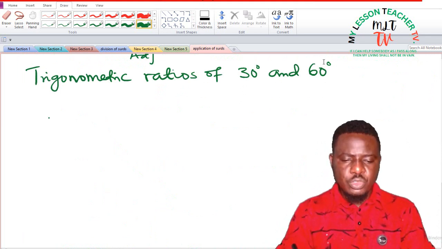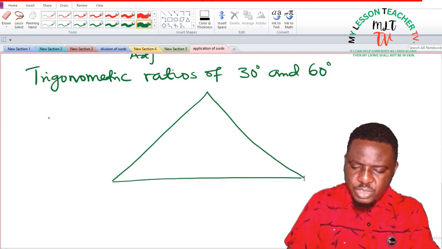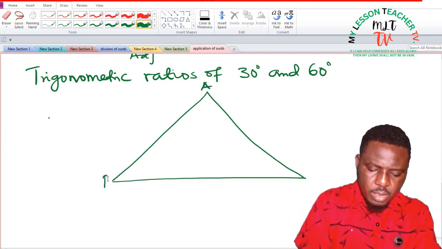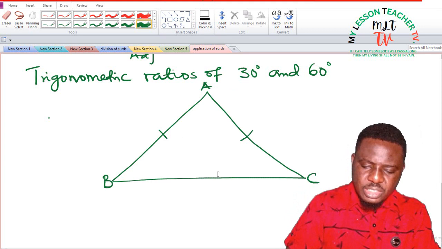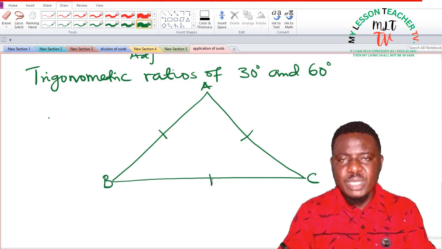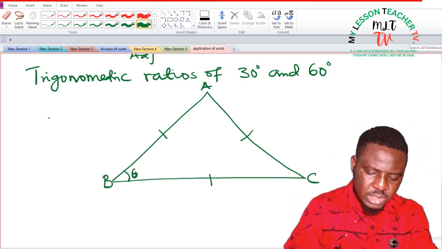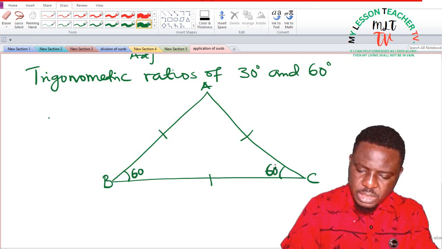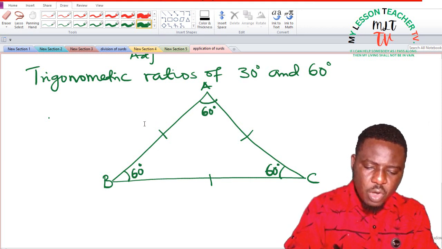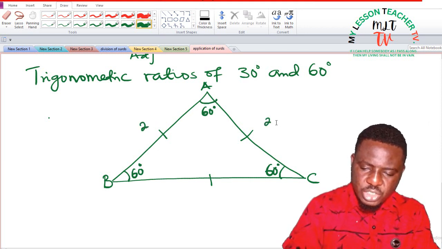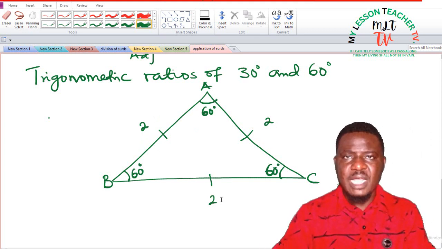For us to get the trigonometric ratios of angle 30 and 60 degrees, let's consider this equilateral triangle ABC, and we said an equilateral triangle is a triangle with all sides being equal, as well as all angles being equal and equal to 60 degrees. So this is 60 degrees, this is also 60 degrees, and this is also 60 degrees. Now with sides also being equal to 2 centimeters each. So if these are 2 centimeters, now I want to get the trig ratios of these angles.